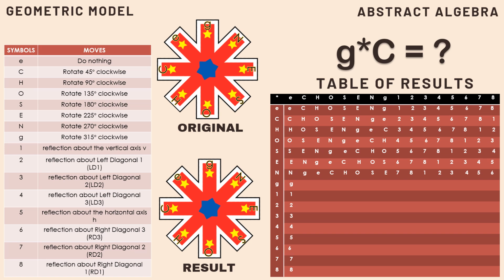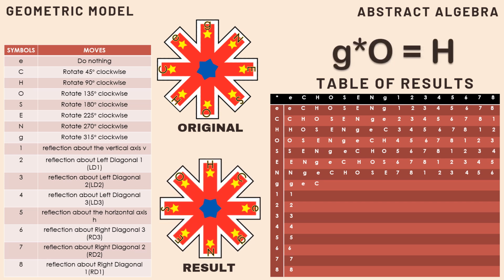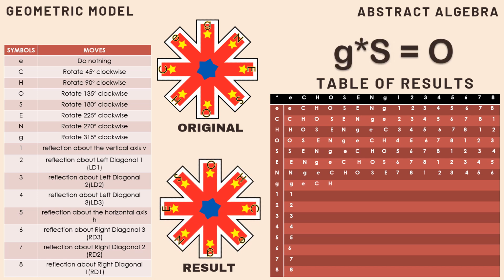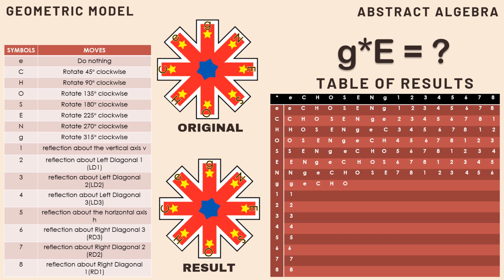G star C is small letter E. G star H is C. G star O is H. G star S is O. G star E is S. G star N is E. G star G is N. Next we have the reflections.